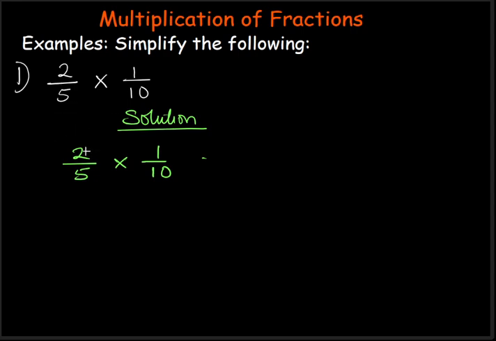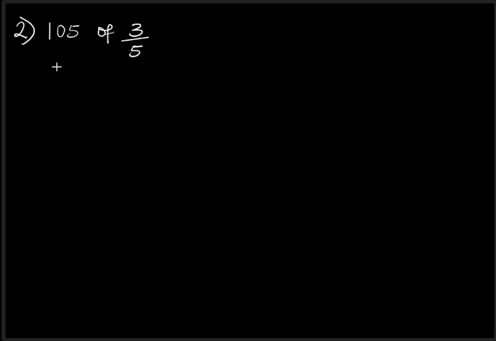The first method is to multiply the numerators. 2 times 1 will give us 2, all over 5 times 10, that will give us 50. And then you try to reduce the fraction to the lowest term. 2 can divide 2 and 50: 2 into 2 is 1, and 2 into 50 is 25. So our answer will be 1 over 25. That's the first way. Now, for the second way, we'll use the second example.